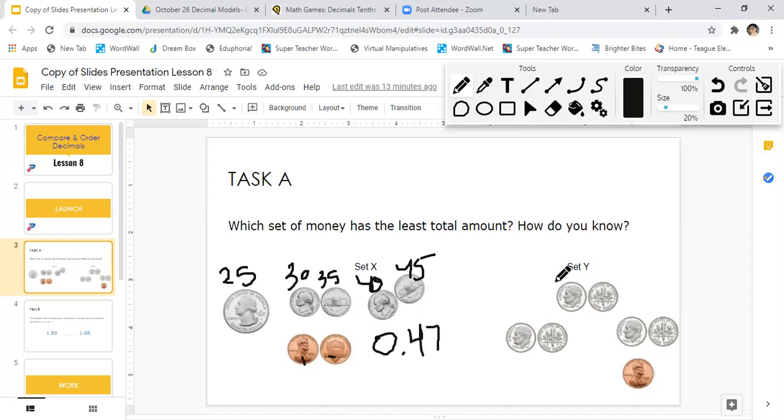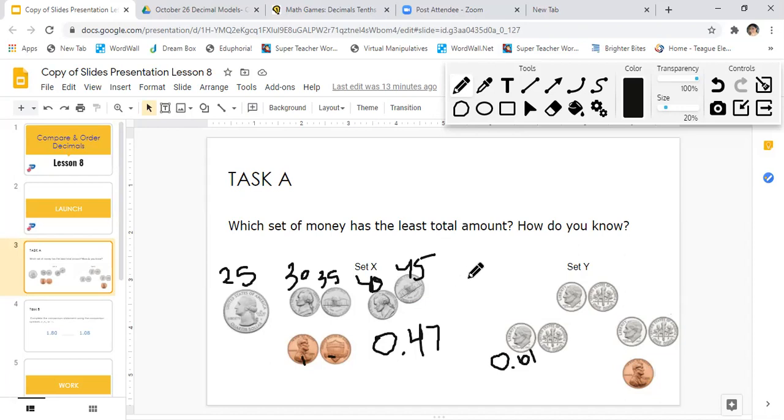So I'm going to compare the other amount. And here I have some of my favorites. I have dimes, so I can count by tens. 10, 20, 30, 40, 50, 60, and 61 cents. So here I have $0 and 61 cents.